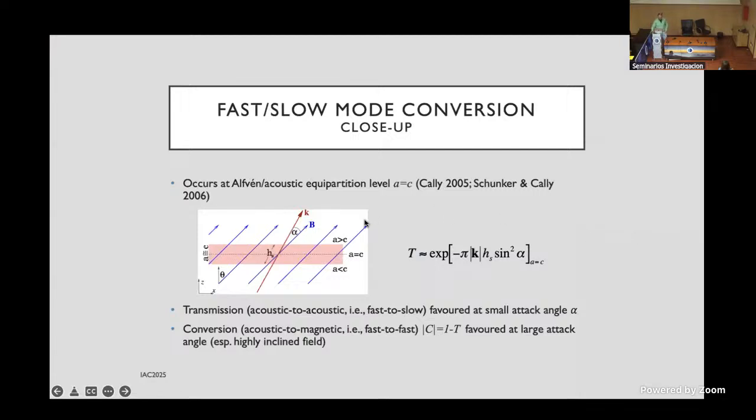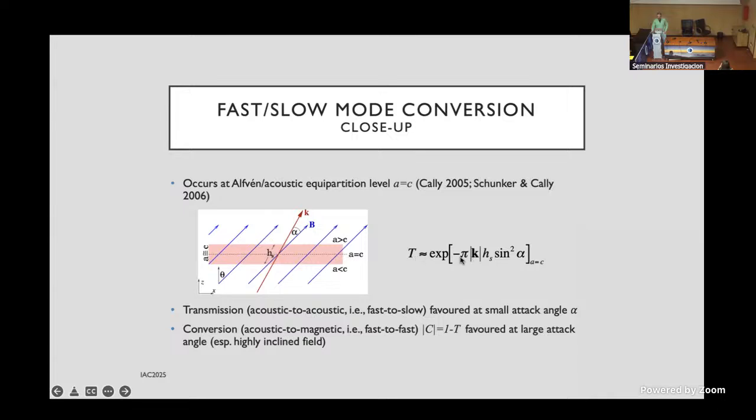As I said, it happens near where the Alfvén speed and the sound speed are equal. Let's say we've got an inclined magnetic field. There it is. And let's say we've got the wave going in the direction of K. K here is the wave vector. And let's have this angle alpha between them. That's what I call the attack angle. So if you've got your magnetic field direction and your wave direction, and there's some angle between them, you can actually work out the transmission coefficient.